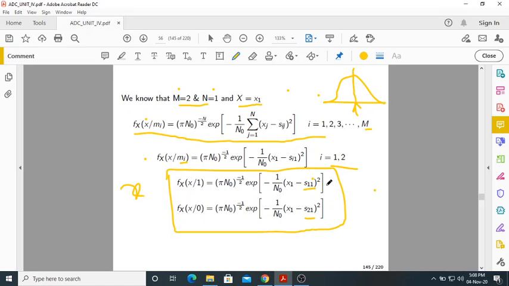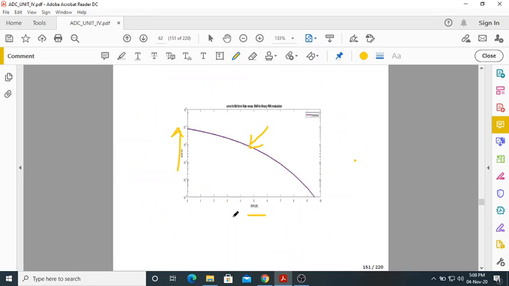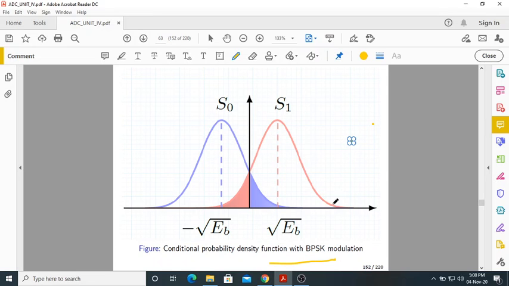Now S11 is the mean of the first PDF, S21 is the mean of the second PDF. S11 is root Eb, S21 is minus root Eb. Which means one is symmetric about root Eb and the other is symmetric about minus root Eb. The same thing is being drawn here. The first symbol is 1, the second symbol is 0. This is for symbol 1, this is for symbol 0.